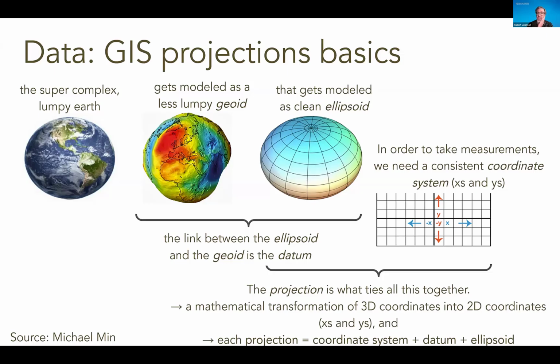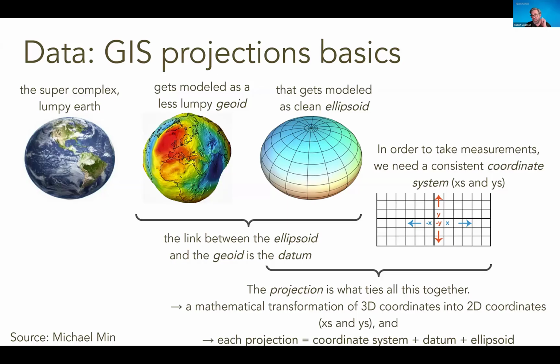So to take any sort of measurements on that, we need to have a coordinate system. There are a variety of coordinate systems that can be used. I'm going to go into a few of those on the next slide, but it's basically an XY grid. And then a projection is what's going to take your 3D modeled surface and flatten it out into a 2D surface that you're then going to impose that coordinate grid over.